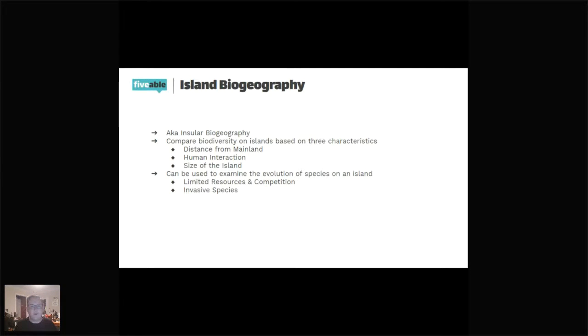And then furthermore, we can use this theory to examine the evolution of species on an island. We'll see how the size of an island impacts resources and competition between species, how humans impact it, how the distance from mainland might affect species and how they get there. And all these different things play into this theory of island biogeography.